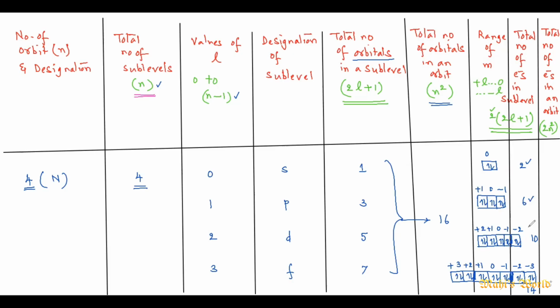2, 6, 10, and here it is 14. So overall, it is 2 plus 6 plus 10 plus 14. That comes out to be 32. Total of these 4 is 32. So you can fill up 32 electrons in fourth orbit.